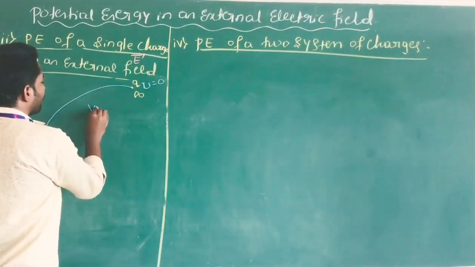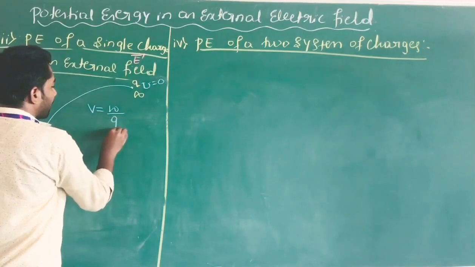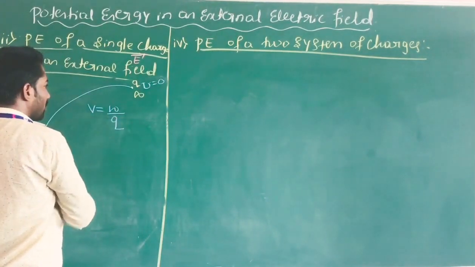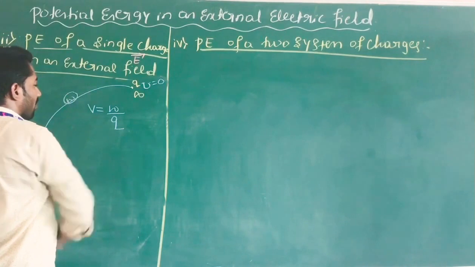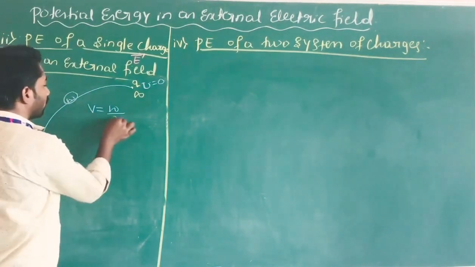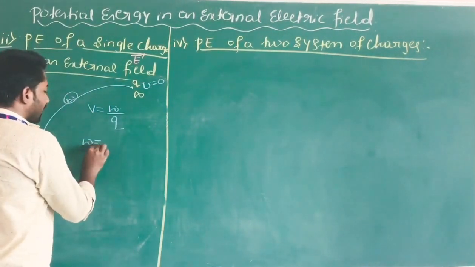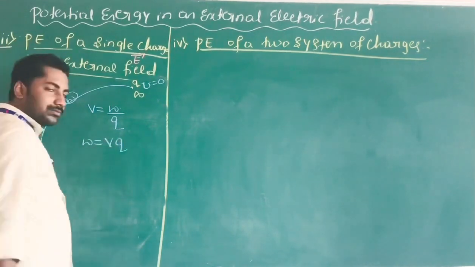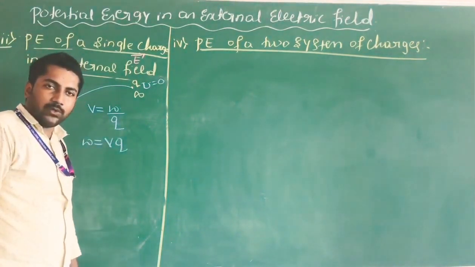We know the formula V is equal to W divided by Q. Here some amount of work is done. V is equal to W divided by Q, then that work done is equal to V into Q. Work done is equal to V into Q.